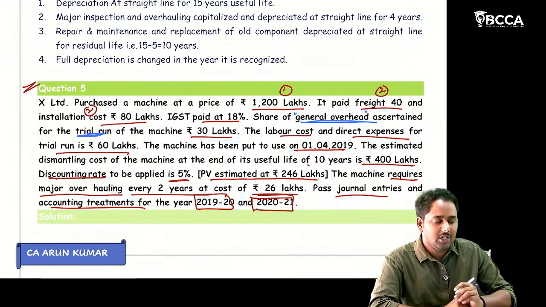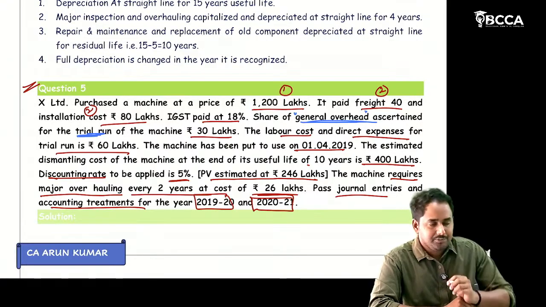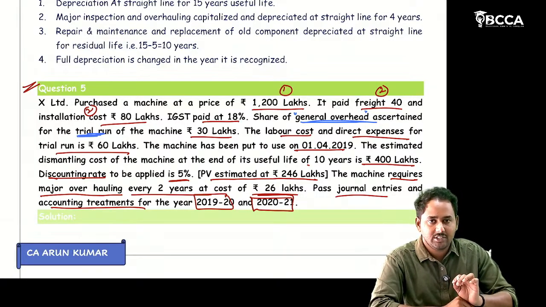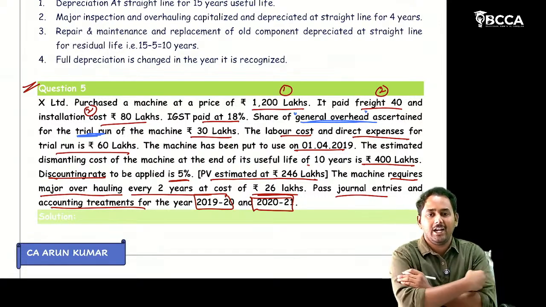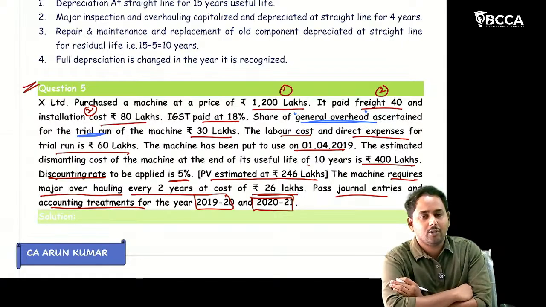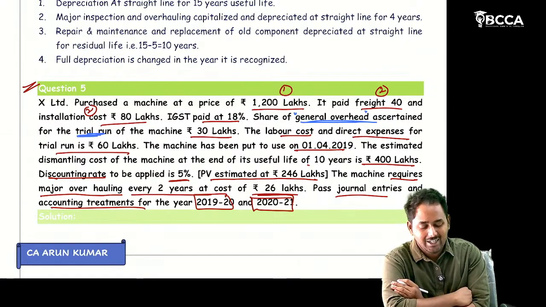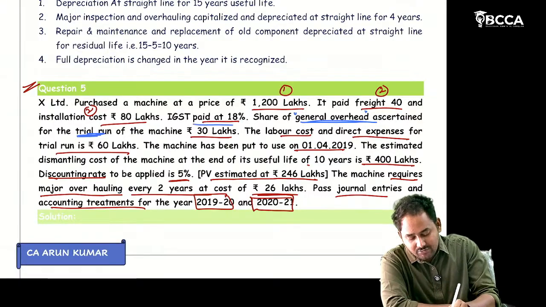Already in the theory itself, in the concept book itself, we have specifically noted down the following costs that are excluded from the cost of the asset. In that we have mentioned the general overhead. Apart from that, what is the definition? Only directly attributable costs are added to the cost of the asset. But this is indirect. Overhead means indirect. That's why we should not take it into consideration for the calculation of the cost of the asset. It should be transferred to P&L.